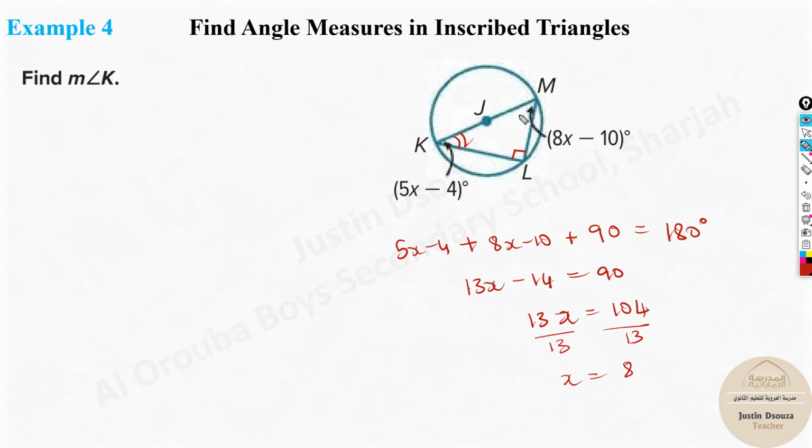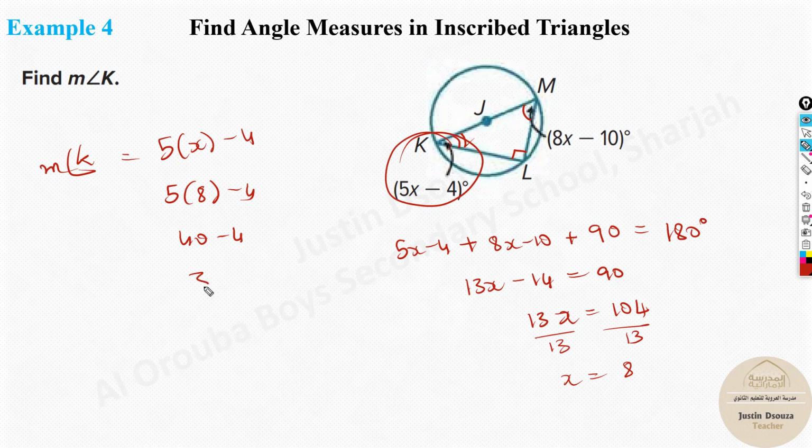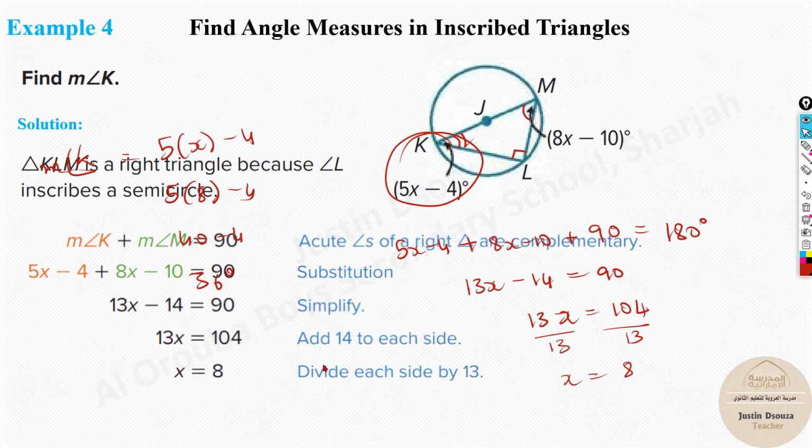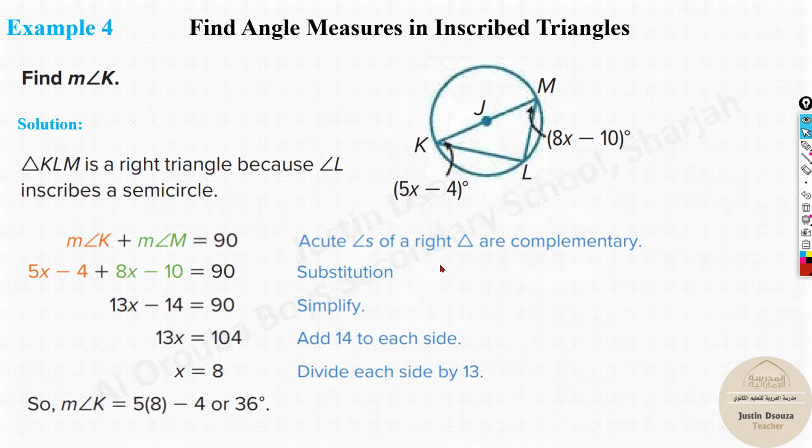Now remember, these both are not equal, so you need to put it in k itself. It'll be 5 into x minus 4. That is the value of k, right? Measure of angle k is equal to 5x minus 4. So I know x value is 8, so 5 times 8 minus 4 will be 40 minus 4. That is 36 degrees. So this would be the answer. Final answer is 36 degrees. Here x is 8 and then substitute, you will get 36.